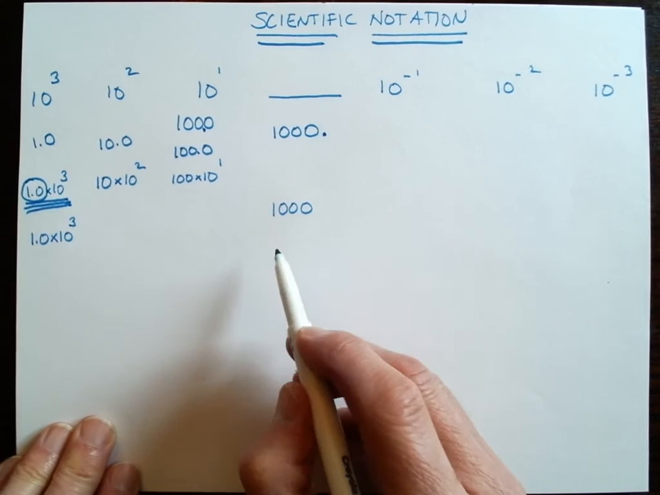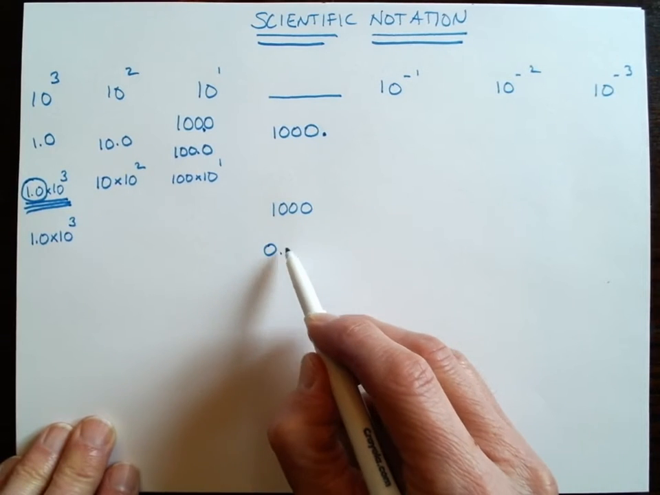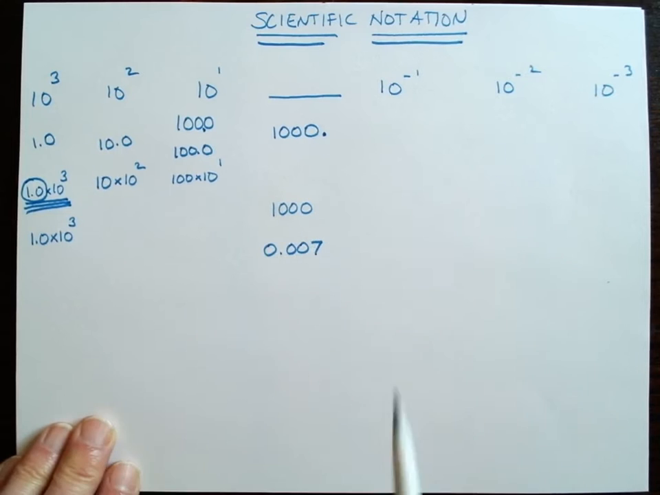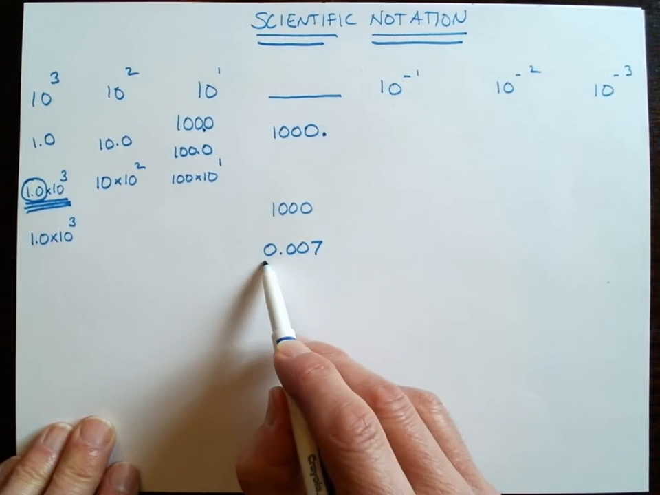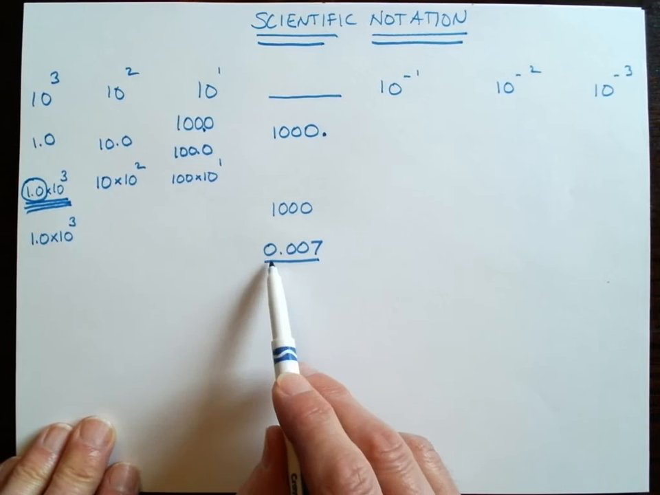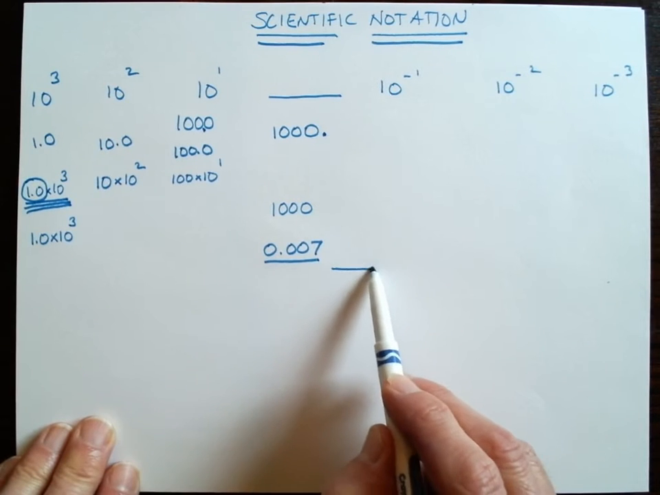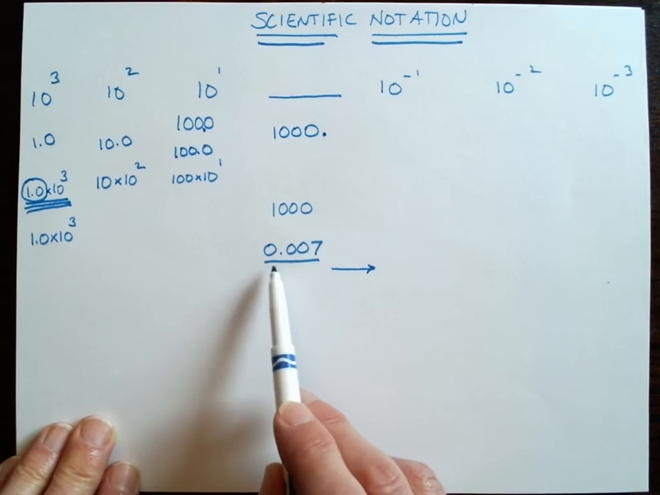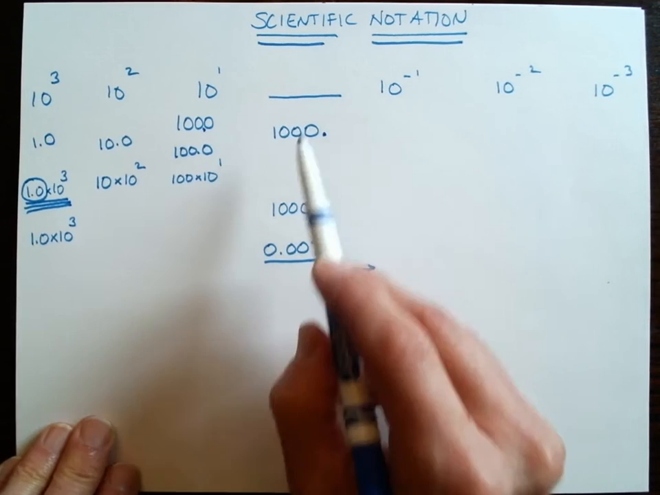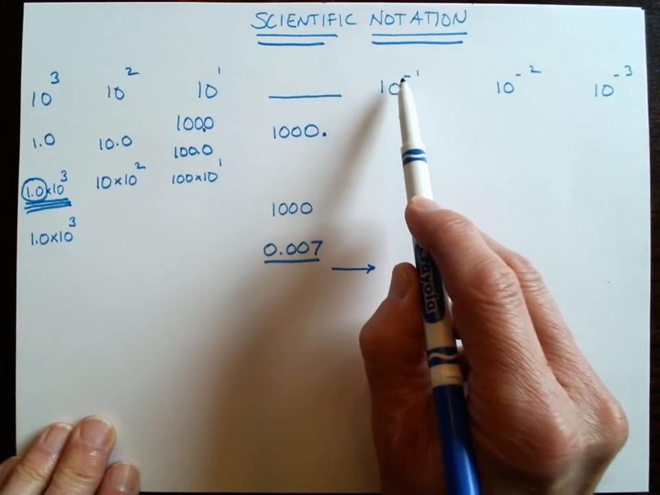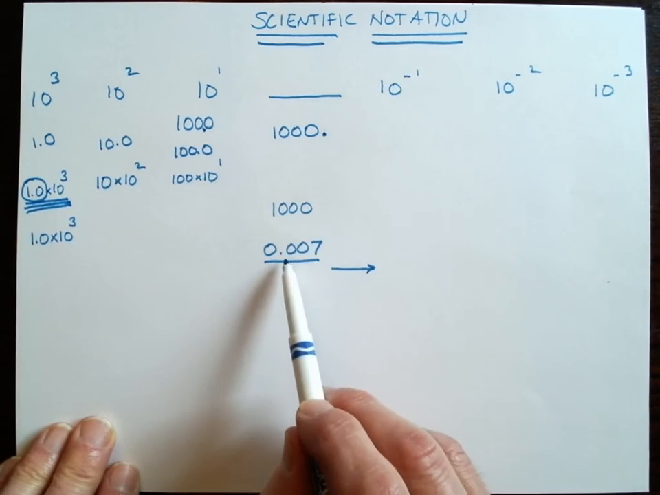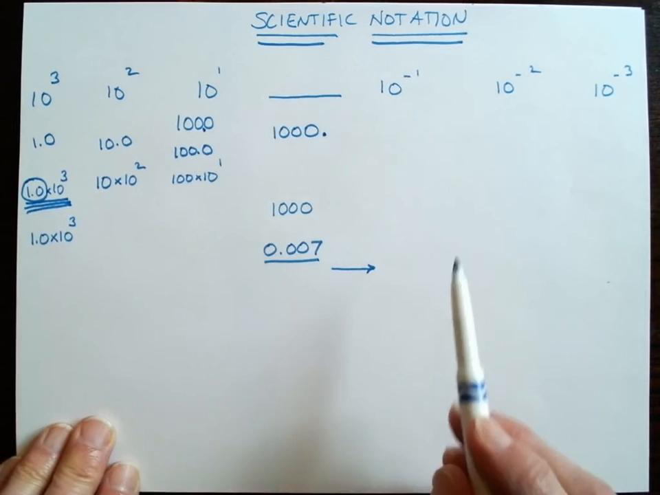Let's take another number. In this case, we're going to write a really small number, 0.007. And I want to write this number in scientific notation. In this case, the number is smaller than 1, and we're going to actually move in this direction. So I'm going to imagine taking this number and placing it in this blank space, and then moving it one space in this direction. If I move this number one space in this direction, I'm also going to move the decimal one space in this direction.